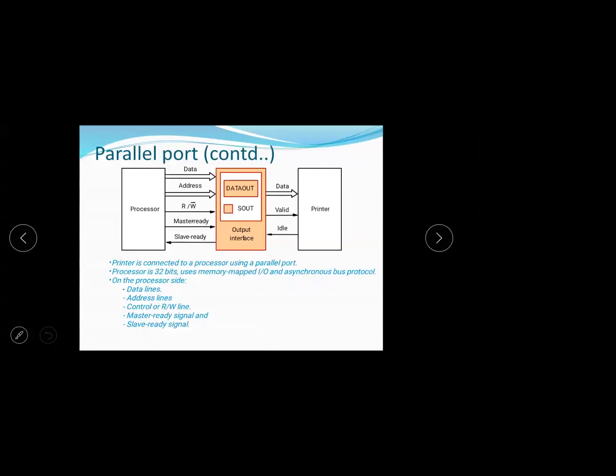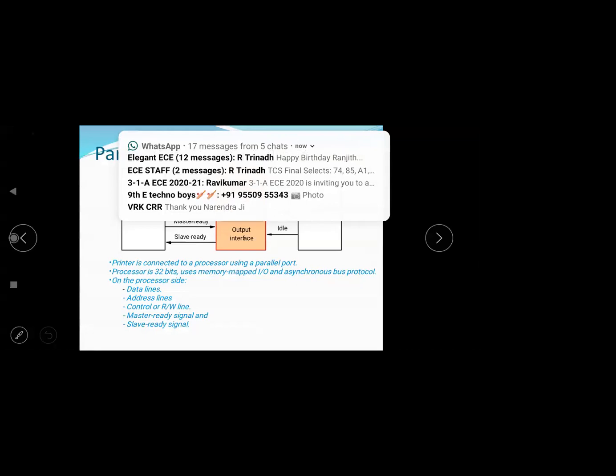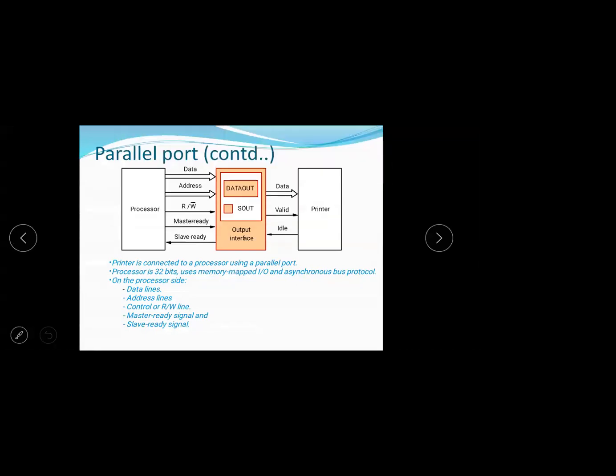Parallel port. Okay. The last time we discussed keyboard to processor transmission. Now the transmission between processor to printer, in a similar manner, just the opposite direction. Keyboard to the processor was the read operation. Now this is the write operation.